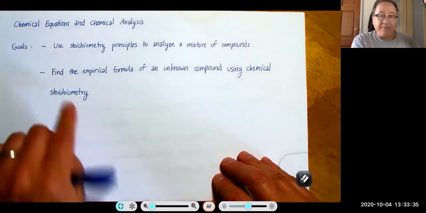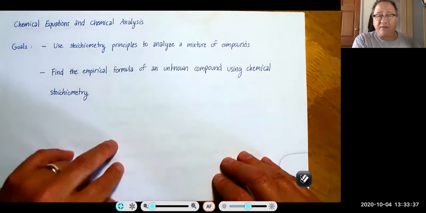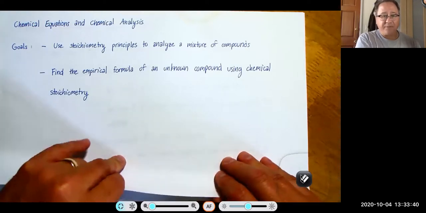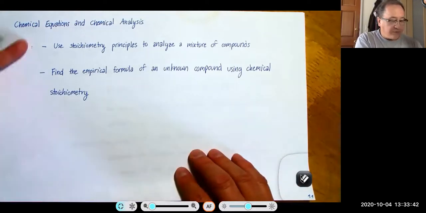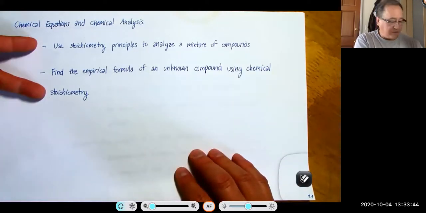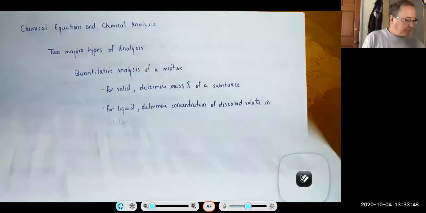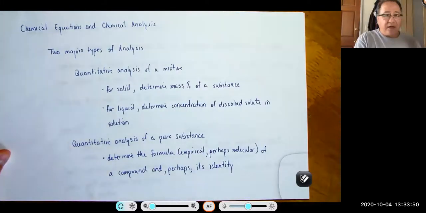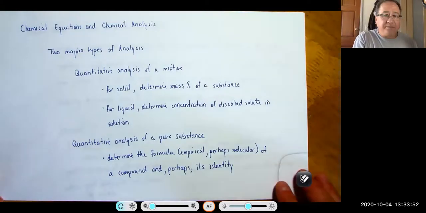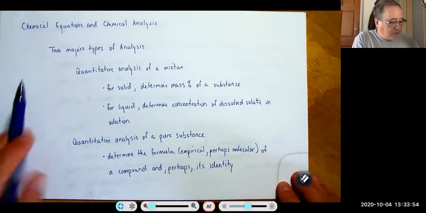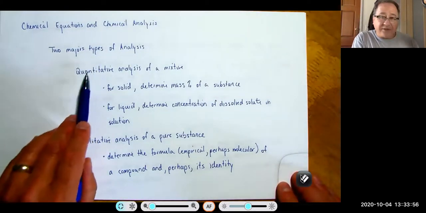Okay, so chemical equations and chemical analysis is using stoichiometry principles to analyze a mixture of compounds, but it's also used to find the empirical formula of an unknown compound using stoichiometry. So here we're looking at two different things: analyze a mixture, analyze a pure substance. So I've detailed them a little bit more here. So the two major types are the analysis of a mixture.